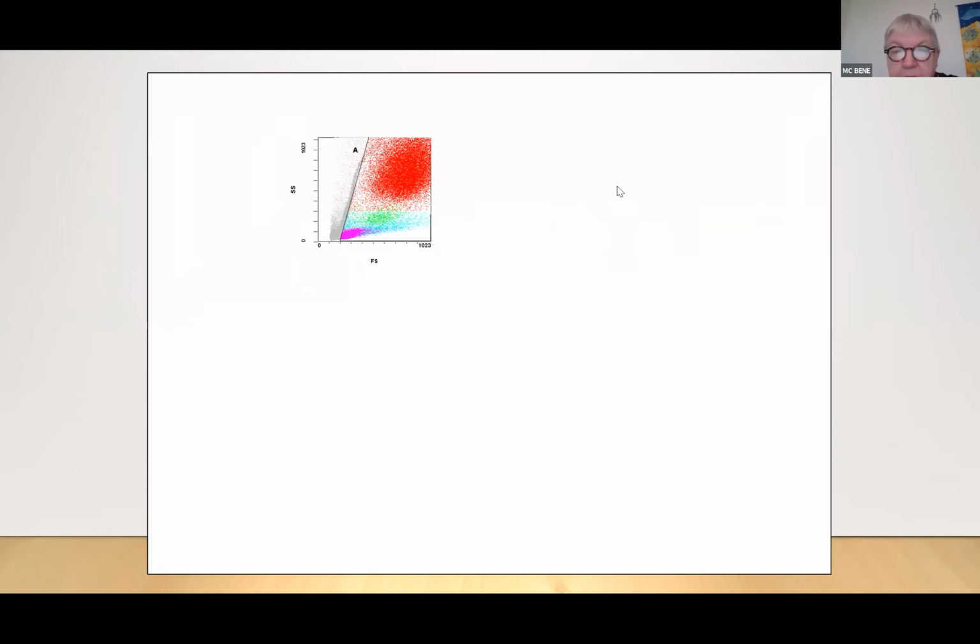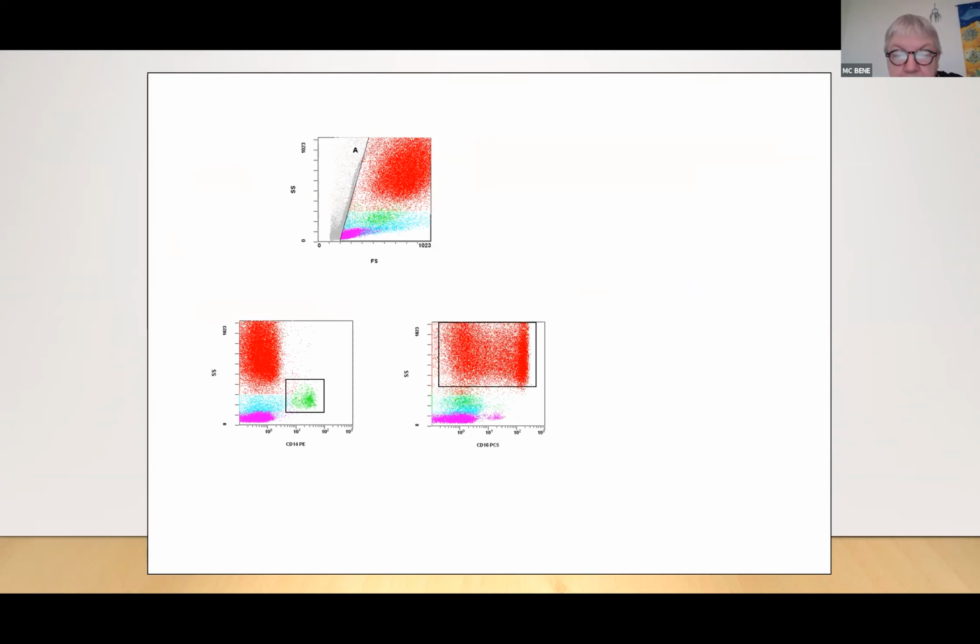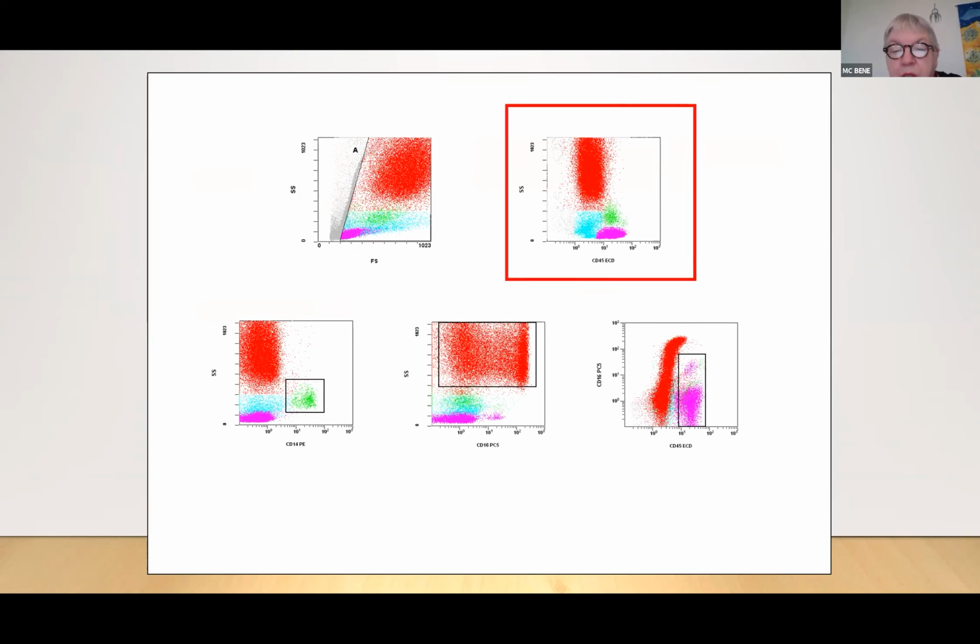In real life, here you see a normal bone marrow with this forward side scatter scattergram. Then you do the CD14 side scatter, and you can get your monocytes. Then you do the CD16 side scatter, and you see your granulocytes. You do the CD45, CD16 in this case, and you see lymphocytes, and this is what we call the cartography of the normal bone marrow, because it really looks like a map where you can find where the populations are going to be.